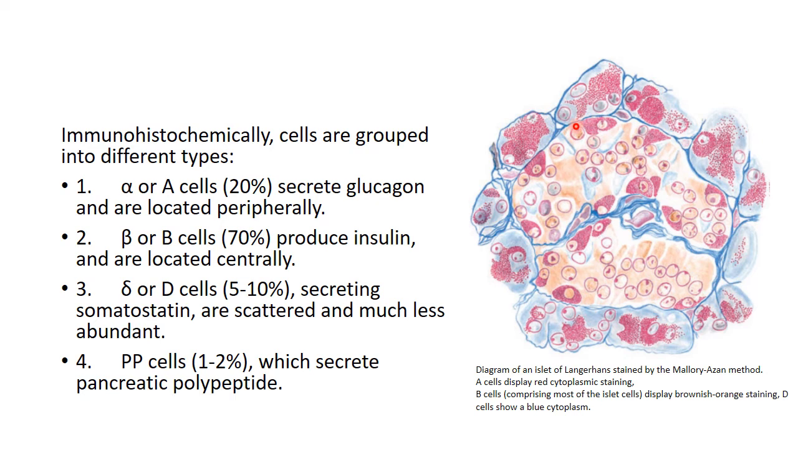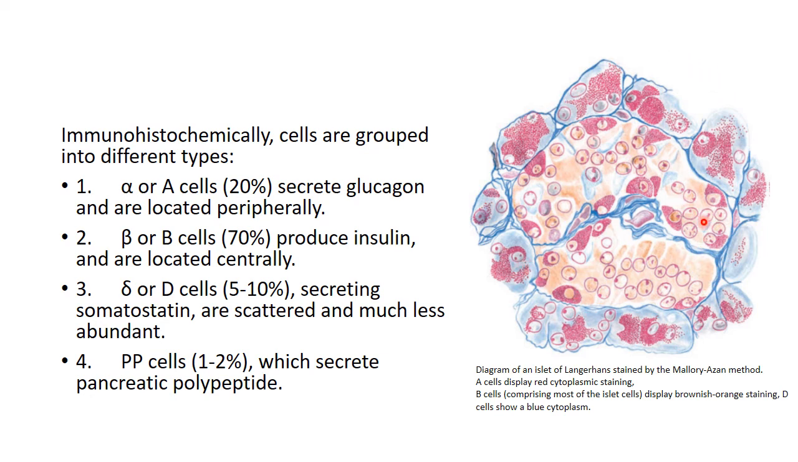Delta cells comprise about 5 to 10% of the islets of Langerhans cells, and these cells secrete somatostatin. They are much less abundant, and they are found within the other types of cells. And we have a special type of cell called the pancreatic polypeptide cell, and they comprise only about 1 to 2% of the number of cells within the islets, and the importance of these cells is that they secrete pancreatic polypeptide.